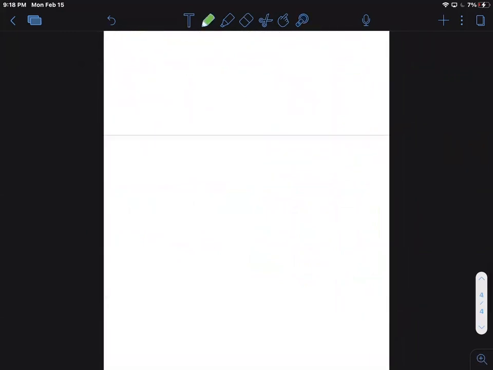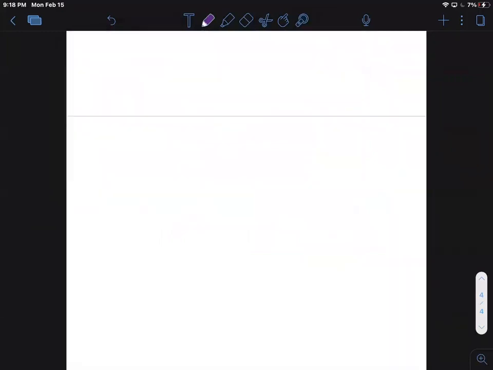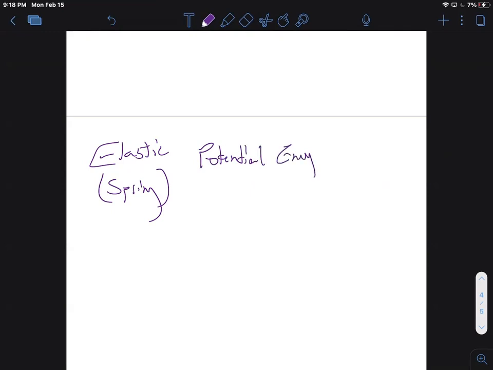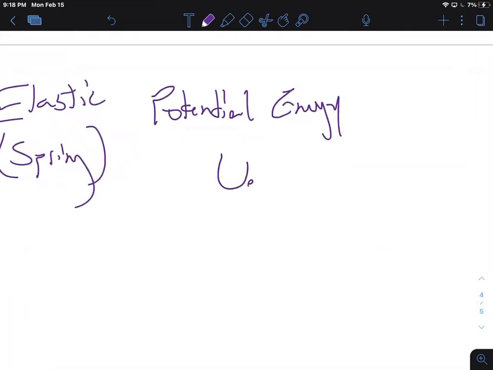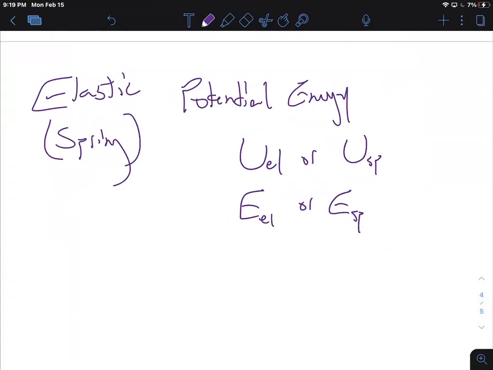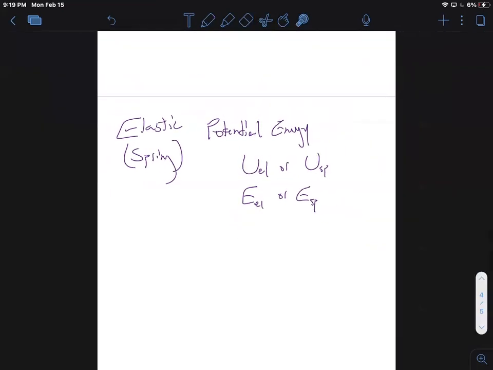All right, the last one's a little bit more complicated. Our elastic potential, or spring potential energy. So this could be U elastic or U spring, or I guess E elastic or E spring. Maybe this is why they like using U, so they don't have situations like E elastic. Who knows?